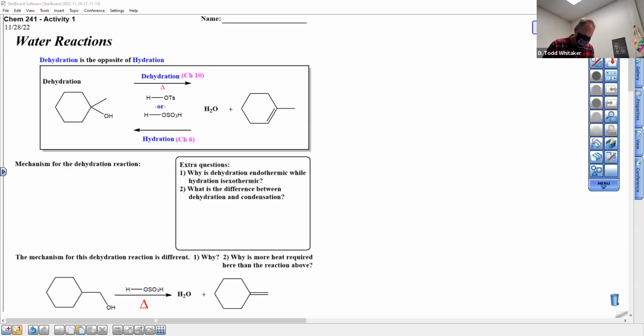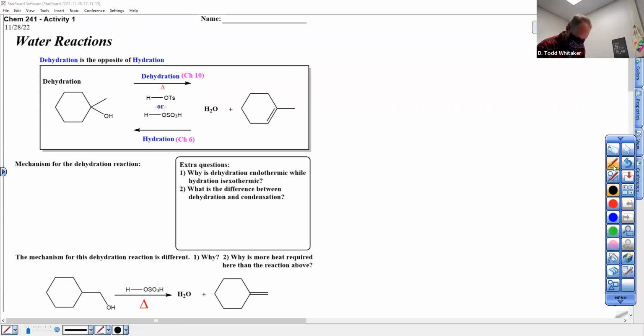Ladies and gentlemen, we're going to start our exploration of chapter 10, which is alcohols. And before we study alcohols, we got a reminder about some reactions we've seen before. We saw this reaction before.